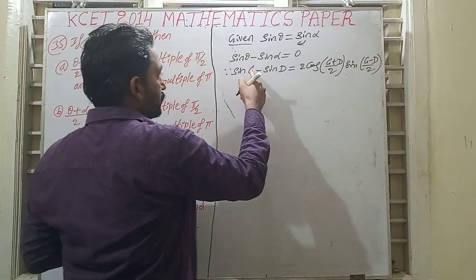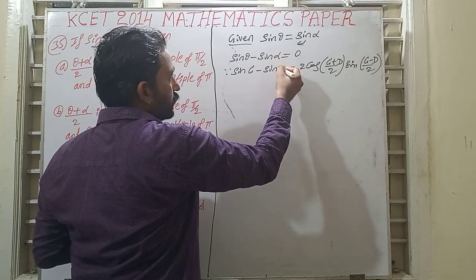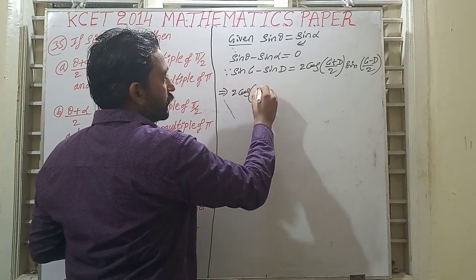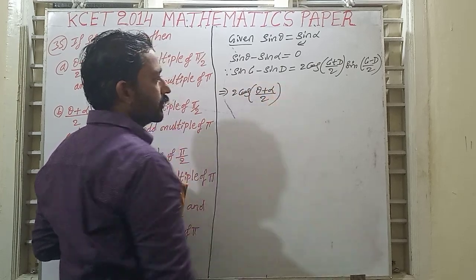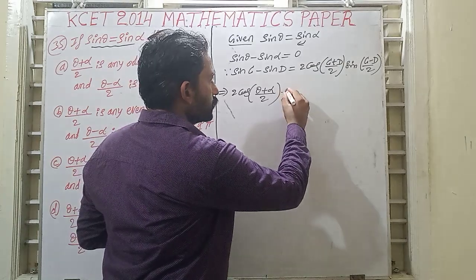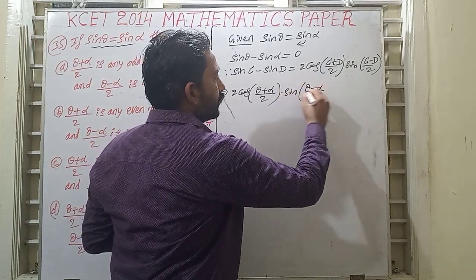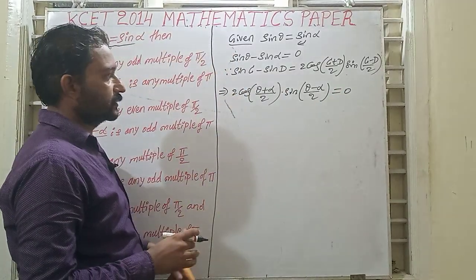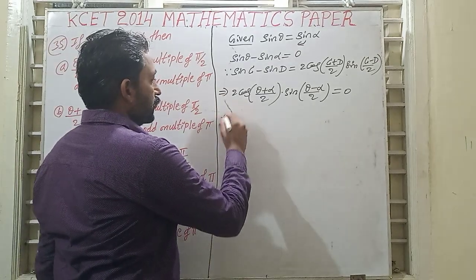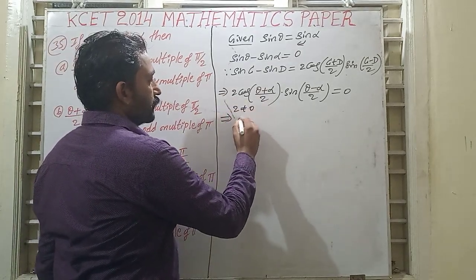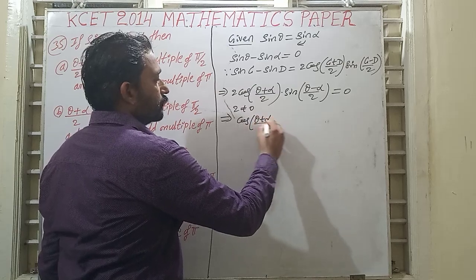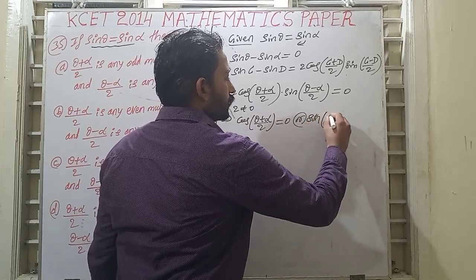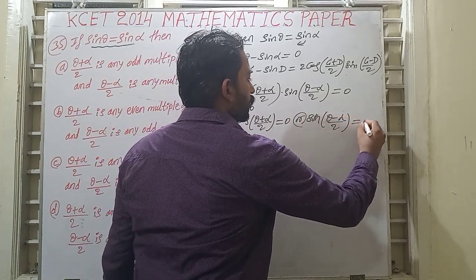In the same way, in the place of C theta is there, in the place of D alpha is there. So write down 2 cos of (theta plus alpha) by 2 into sin of (theta minus alpha) by 2 equal to 0. If the product of two terms is equal to 0, equate each term to 0. Here 2 is not equal to 0, so cos of (theta plus alpha) by 2 equals 0, or sin of (theta minus alpha) by 2 equals 0.